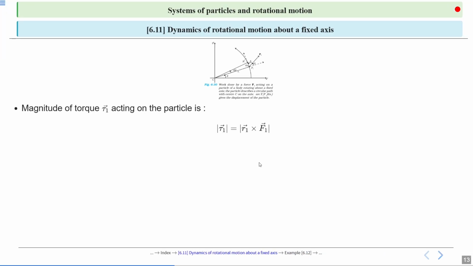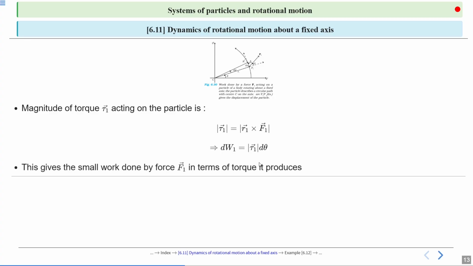Now the magnitude of the torque tau 1 acting on the particle is mod of tau 1, so that is r1 cross F1. Yes or no? So calculating this, dw1 is equal to tau 1 into d theta. So just put the value of tau 1 and solve it, you will get the magnitude. So this gives the small work done by F1 in terms of the torque that it produces. The important point here is this. Listen carefully. This is the small work done by the applied force F1.